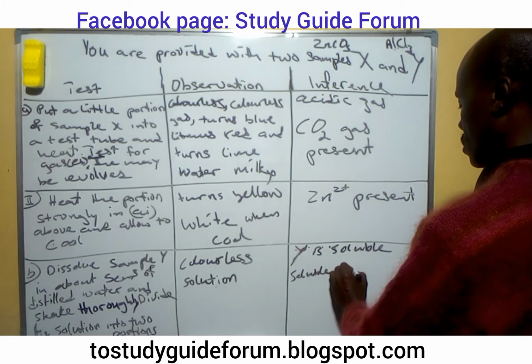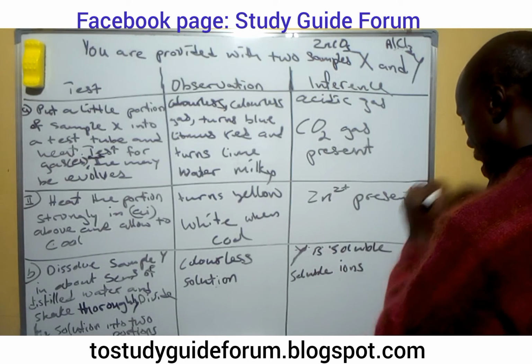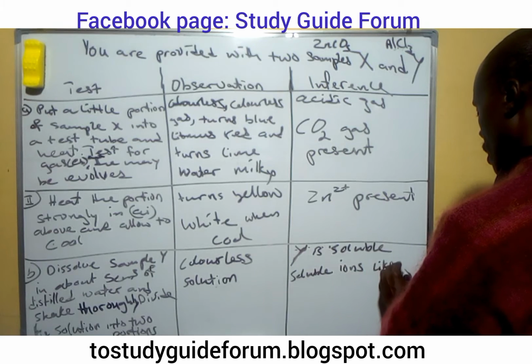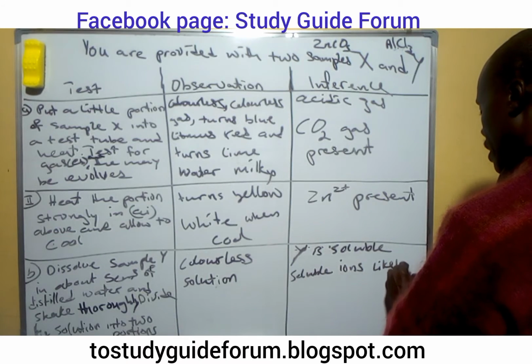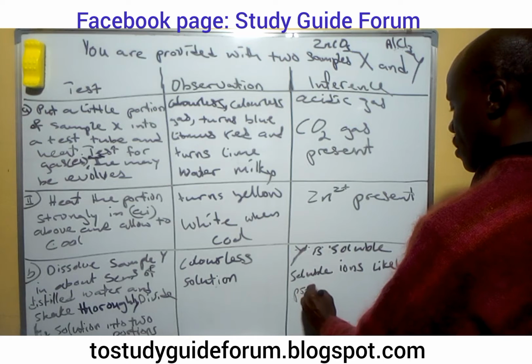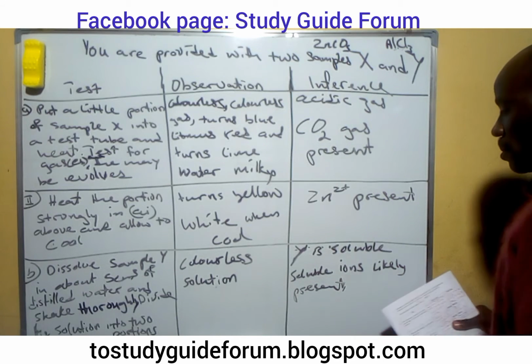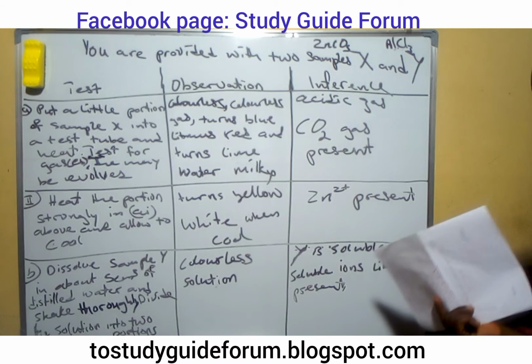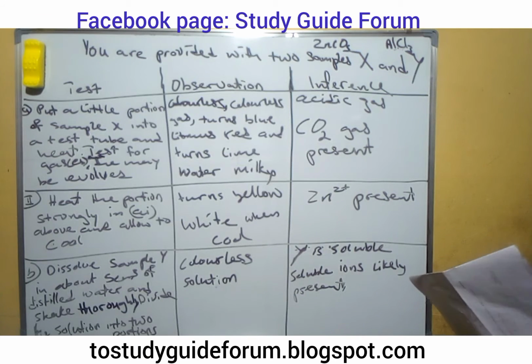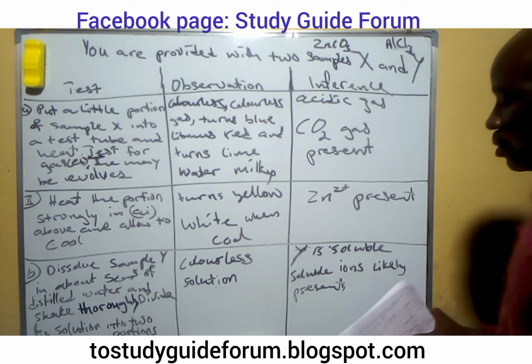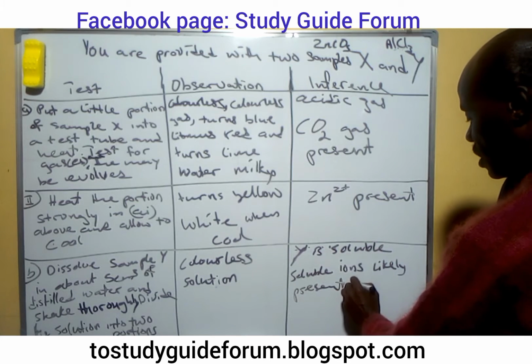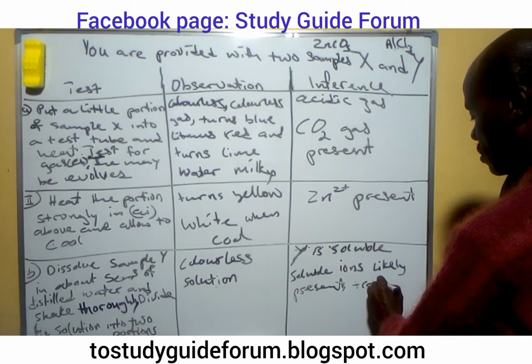Y is soluble, and that means soluble ions are likely to be present. That's why we have it to be this. Another thing that you should note here is that since it's colorless, it means that transition ions are absent.